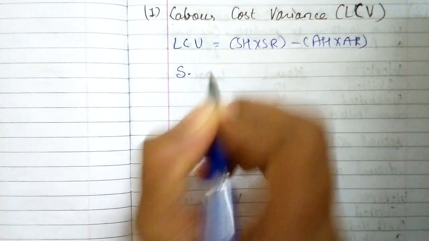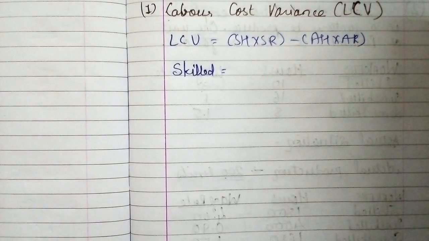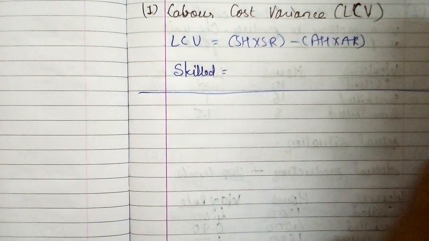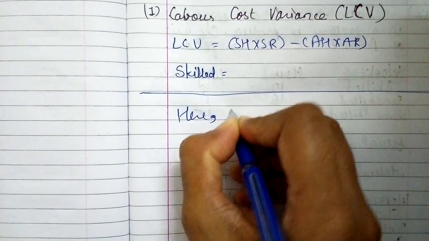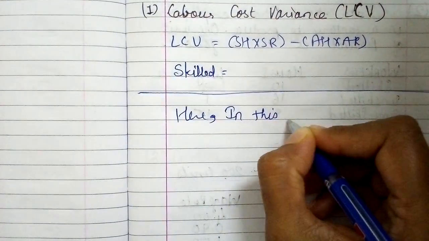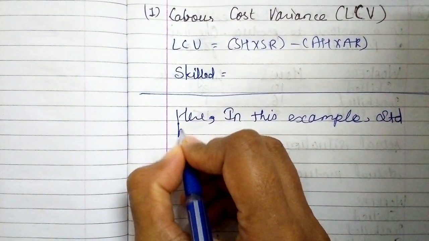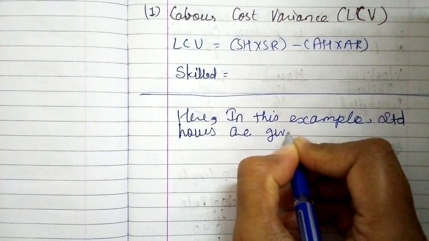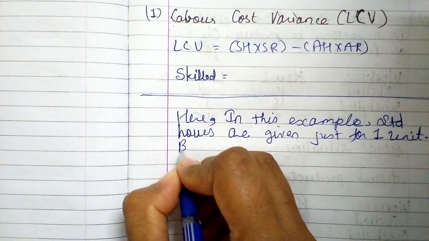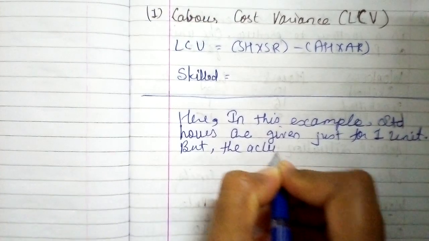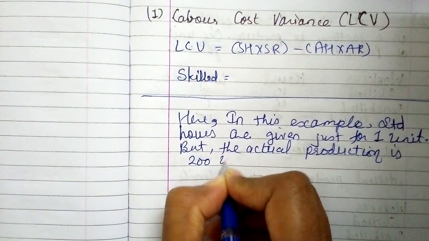So let us start with skilled workers. I am just writing this down in short. Skilled worker, okay, let me write it down in full as it is the first example like this. Firstly, we need to calculate here in this example: standard hours are given just for 1 unit, but the actual production is 200 units.